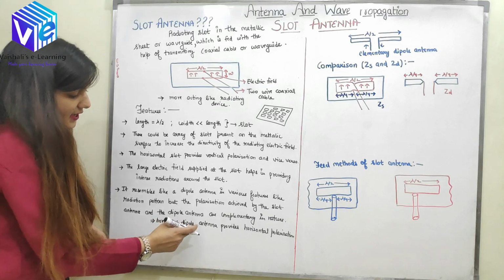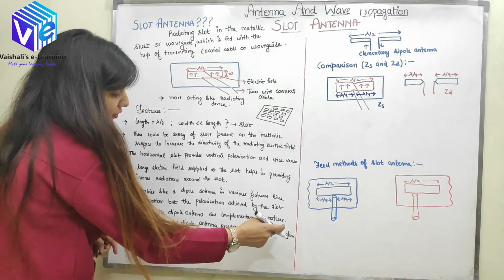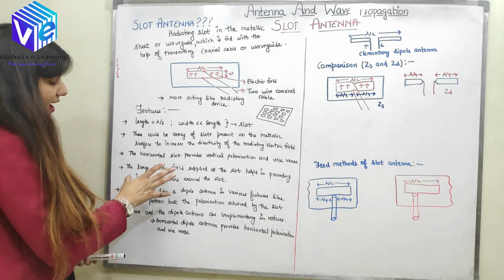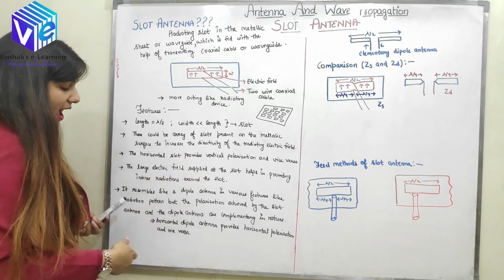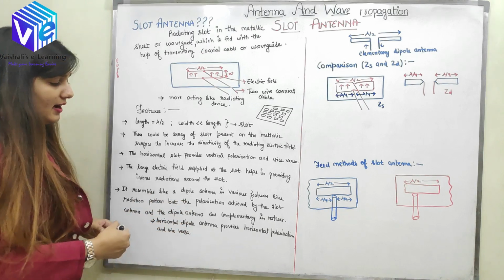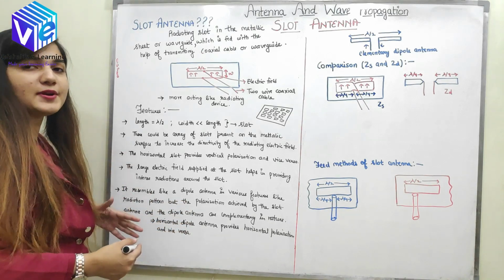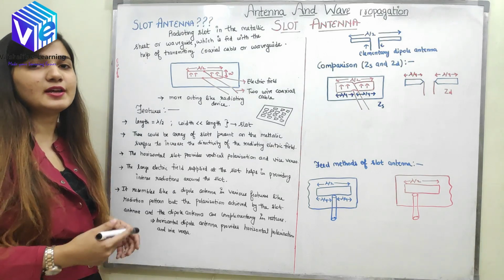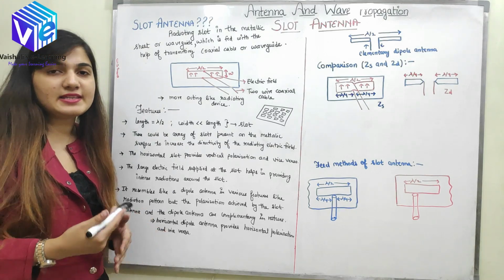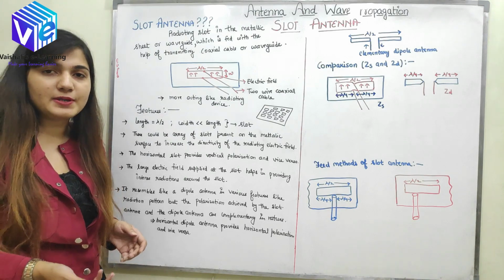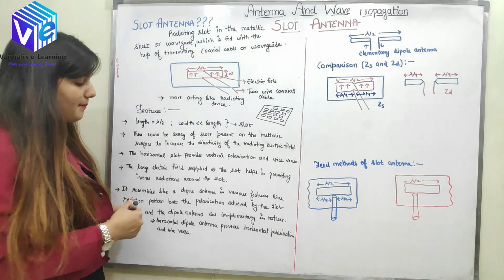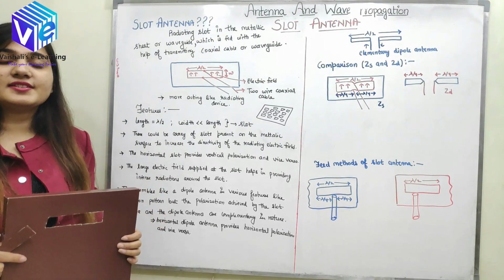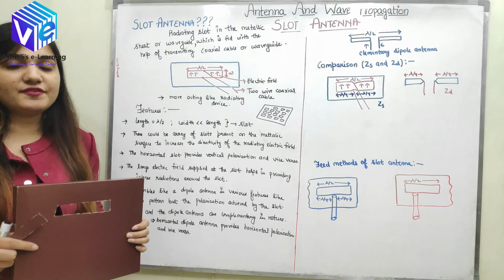That is, horizontal dipole antenna provides horizontal polarization and vice versa. So if I have a slot antenna and if I have a dipole antenna, I can say these two are complementary. I can prove this with the help of Babinet's principle. Babinet's principle is actually applicable on optics, that is ray optics, but it is applicable on EM waves as well. So I would understand Babinet's principle with the help of this structure.